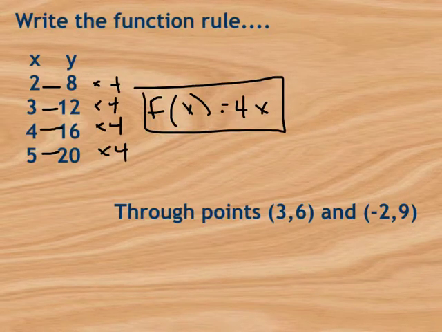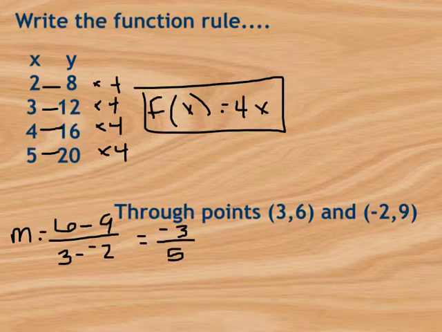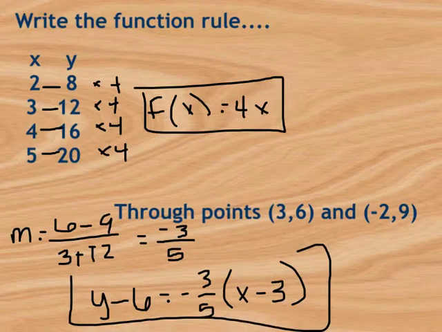Over here, write an equation that goes through the points 3, 6, and negative 2, 9. So first we need to find our slope. Slope is y minus y1 over x minus x1. And so we get negative 3 over 5. And now we can plug this into point slope form. Y minus y1, y minus 6, equals my slope, negative 3 over 5. Remember, that's plus positive. Times x minus x1, or x minus 3. You also could have used the other point in this situation, but you only need to do one, and you can leave it just like that.